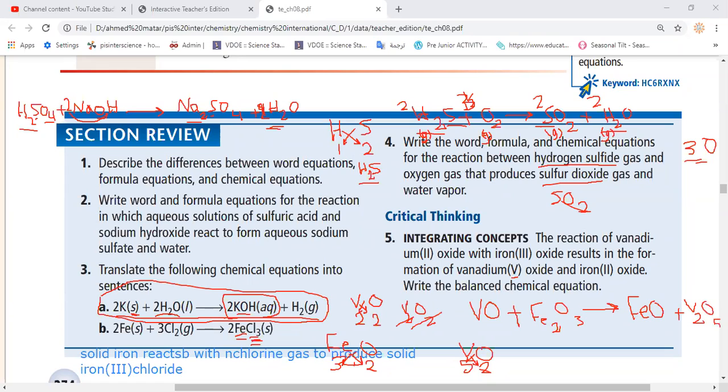Then we need to balance this chemical equation. Who could balance this chemical equation, guys? Who can balance this chemical equation? Anyone able to balance this chemical equation?